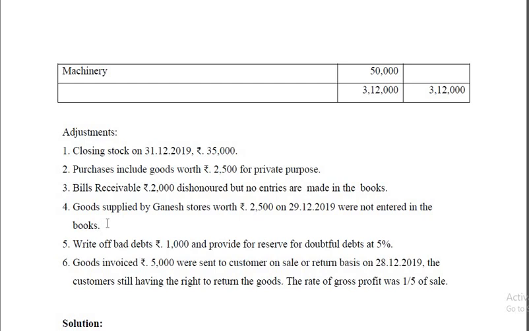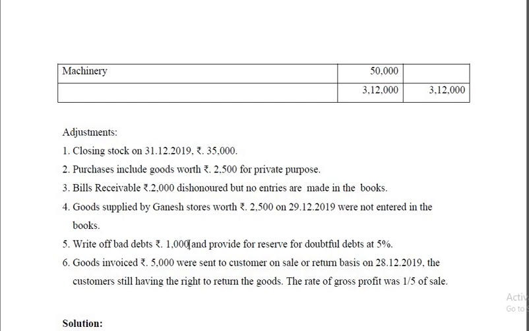Purchases will come to the trading account. In the trading account, you have to add 2,500, and in the balance sheet, the sundry creditors, you have to add 2,500. Write off bad debts 1,000 and provide for reserve for doubtful debts at 5%.